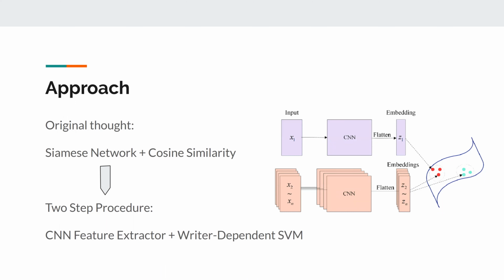Next, I'm going to talk about our approach. Our original thought was to use a Siamese network to project the signature images onto the feature space and calculate the distance between a pair with cosine similarity. However, we found that this approach has rather poor performance, so we turned to a two-step procedure described in Haveman's paper using a CNN feature extractor and a writer-dependent SVM.